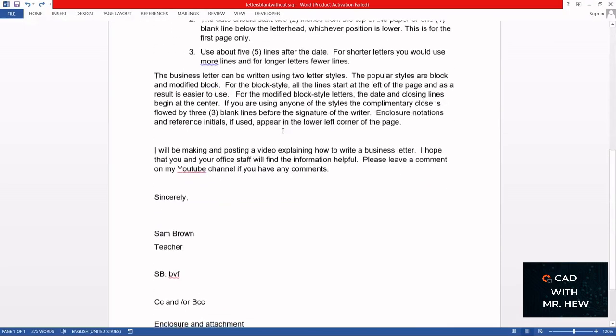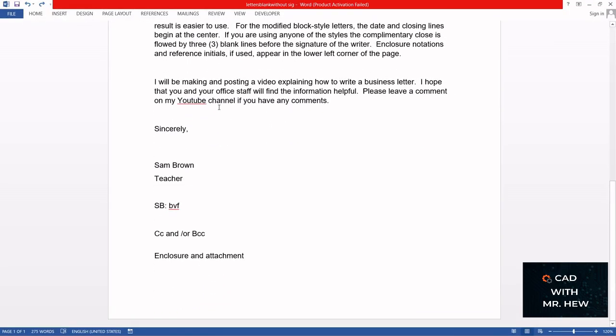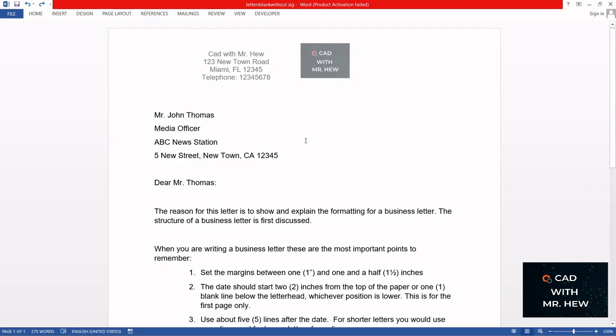And then the document could be printed and the person would sign right here where the cursor is, and then submit the letter to the individual or the company to which it is intended for.